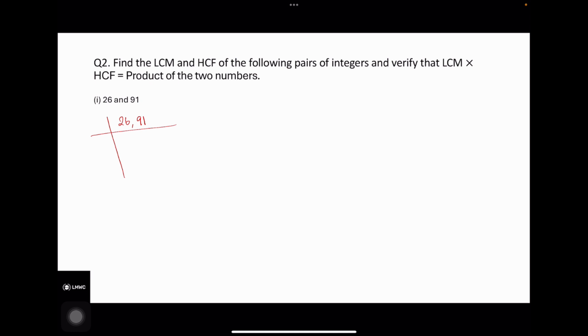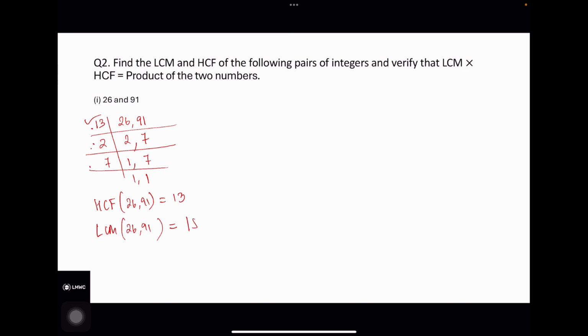So for 26 and 91, so number 13 is the common factor of both the numbers. So here 13 times 2 is 26 and 13 times 7 is 91. So 2 and 7, we do not have the common factors. So 2 times 1 is 2 and 7 times 1 is 7. So here we have the HCF of 26 and 91 is the number 13, because 13 is the only common factor, and LCM of 26 and 91 is, so 13 times 2 is 26, 26 times 7 is 182.